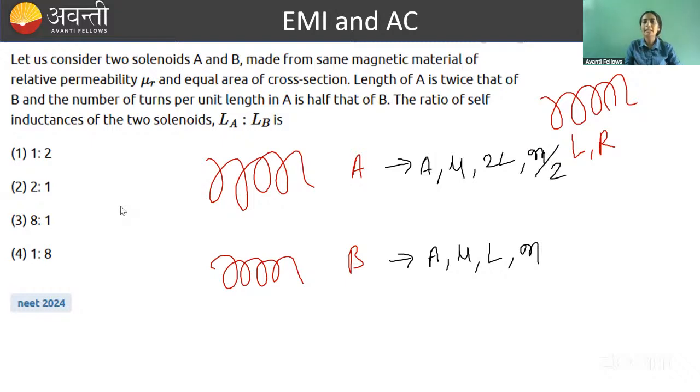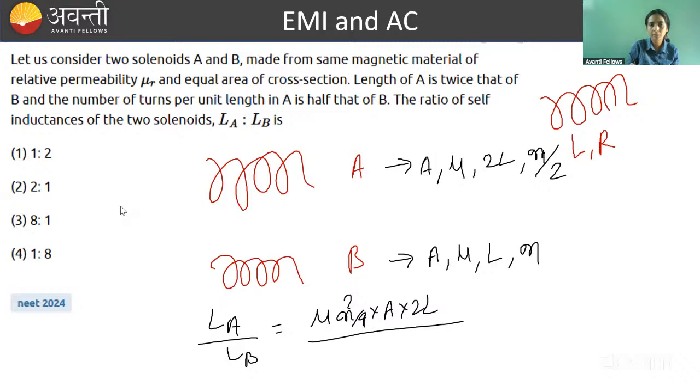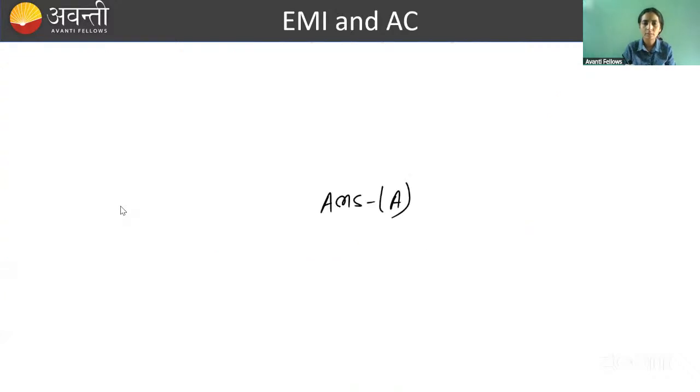Now you have to calculate LA by LB. So LA by LB will be equal to what? Mu naught N square AL, put the formula. So for A, it is mu N square by 4 into A into 2L, divided by mu naught N square AL for B. Okay? When you do this, you will get 1:2. That's the answer, right? Simply formula.